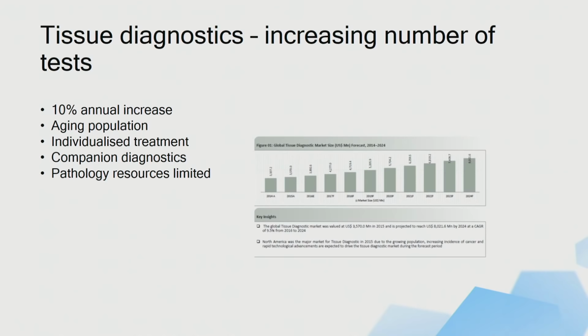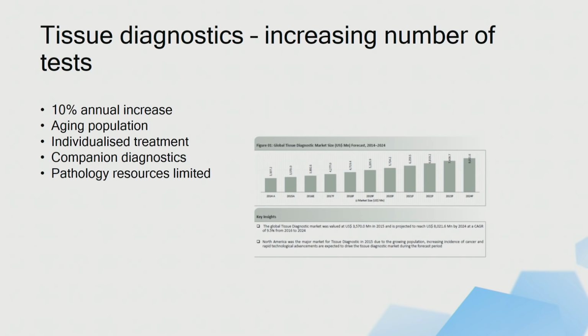So what is the reason for doing the tissue diagnostics? When we looked at this, we saw that the market is increasing by 10% per year. And the reason for that is the aging of the population, basically. The demography is that the average living years are increasing, and thereby also the sickness level. So that's one.